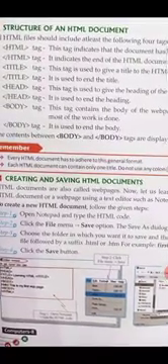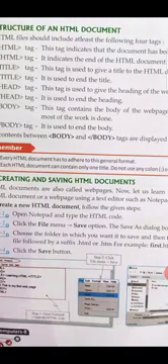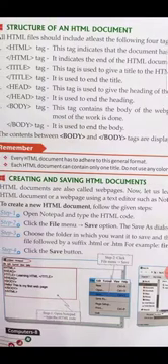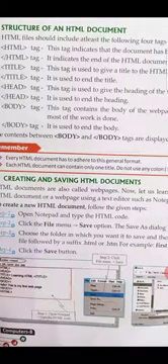Title: this tag is used to give a title to the HTML document, whatever our title is, like solar system. The ending title tag is used to end the title. Head: in this tag we give the heading of the web page. Ending head is used to end the headings.